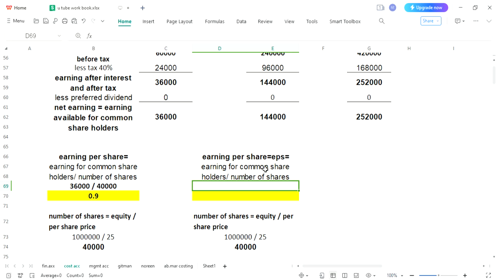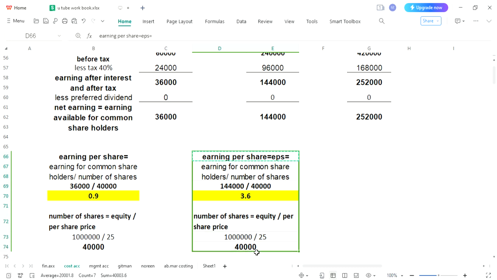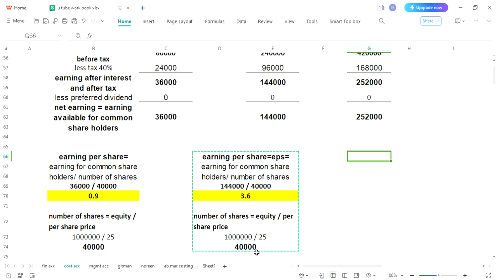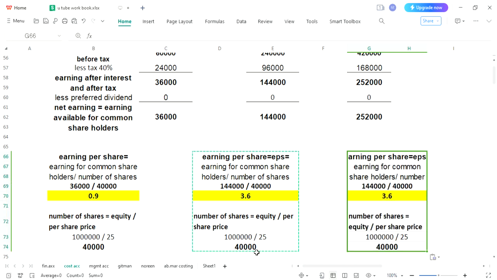Earning for common shareholders is 144,000, and we need to divide it by the number of shares calculated over here, 40,000. Statement is completed, and now we can put it on our calculator. So second EPS has been calculated, 3.6. Thankfully everything we are calculating is smoother than butter. Let's take it, and we are now going to make the third statement.